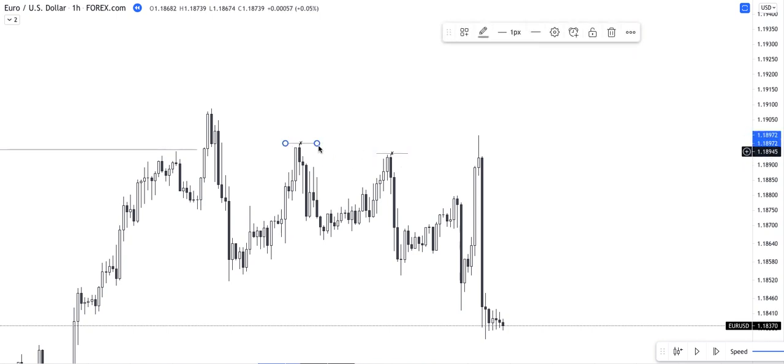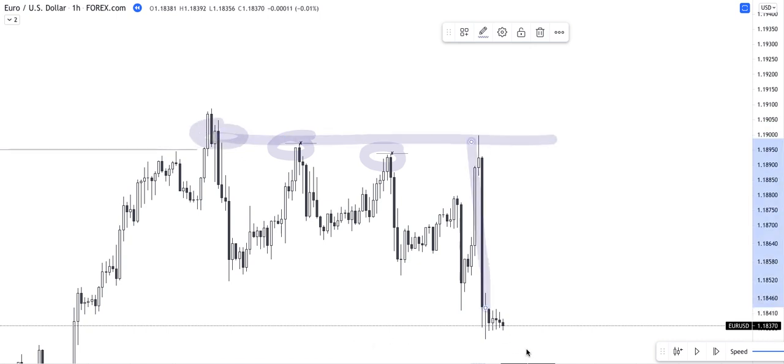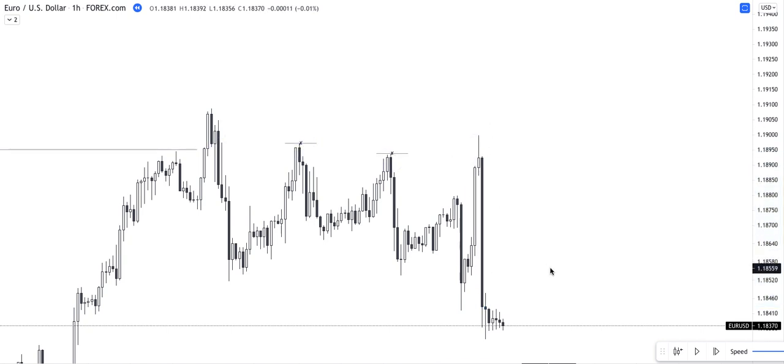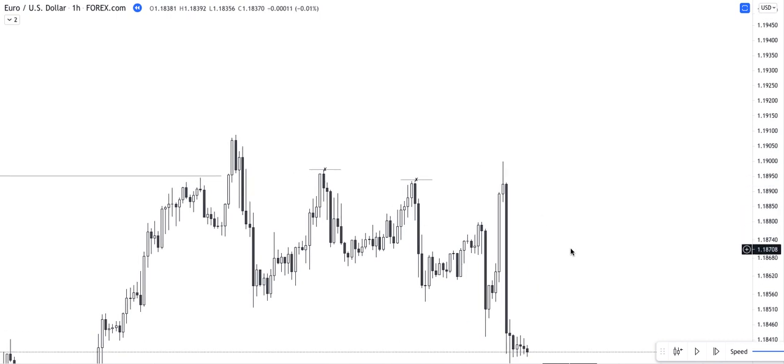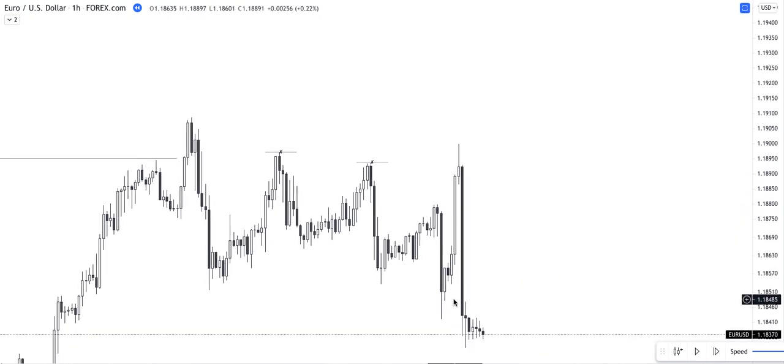So now I'm looking for price, and I was anticipating that price could potentially break above these highs, grab the liquidity, tap into something on the left, and then we see the push down. Okay, I didn't do the bar replay enough, but you get some insight into what happened. Anyway, so now let's break it down.